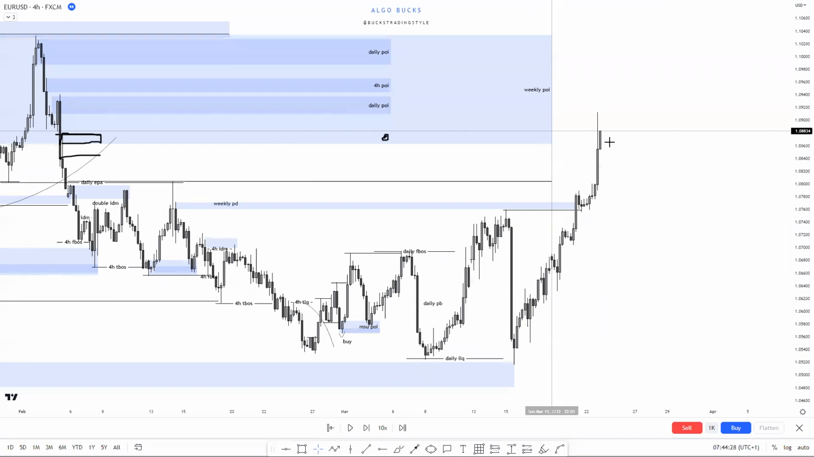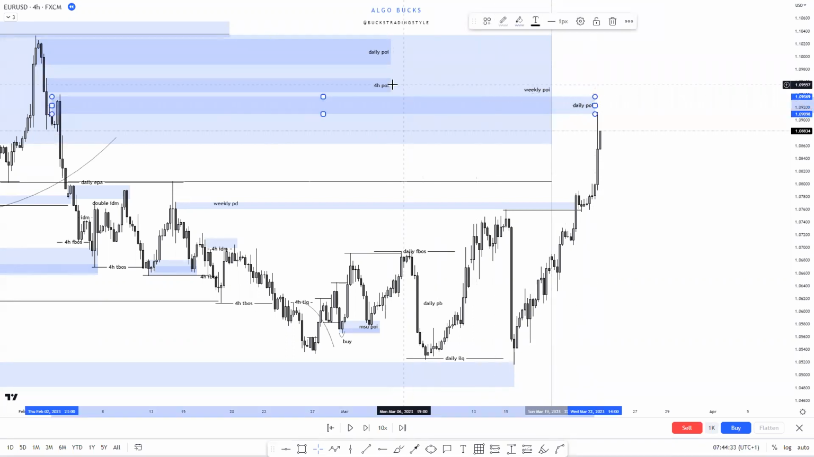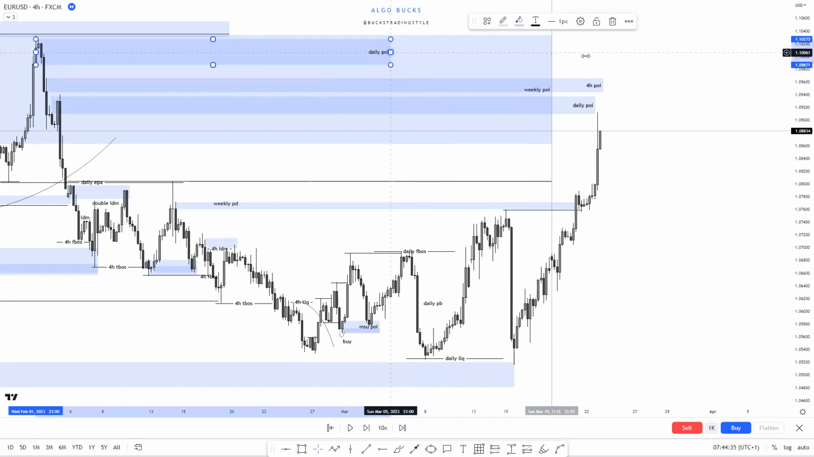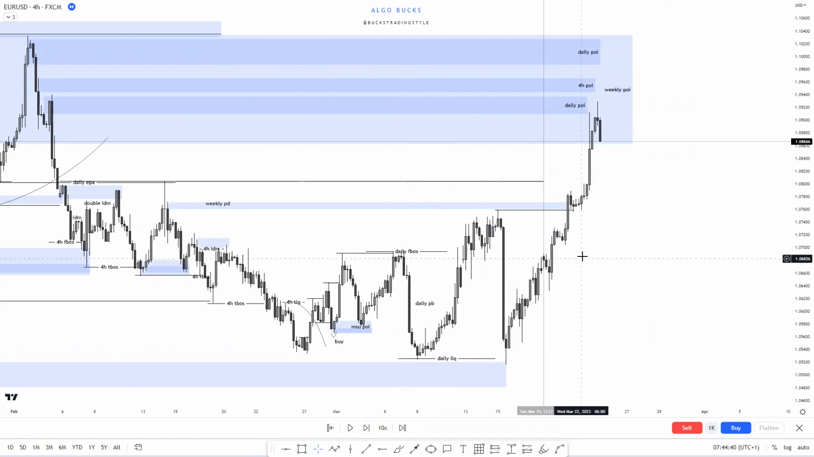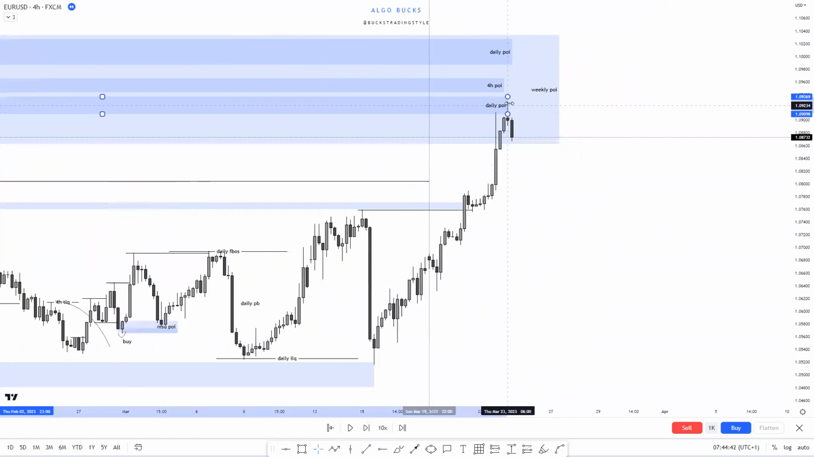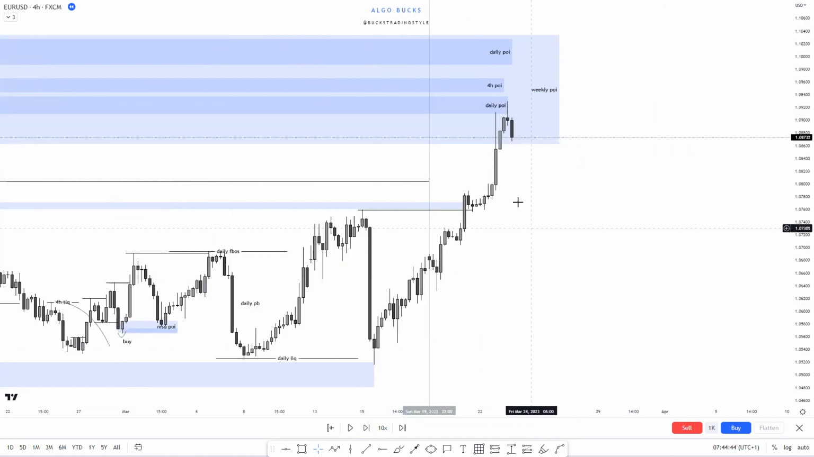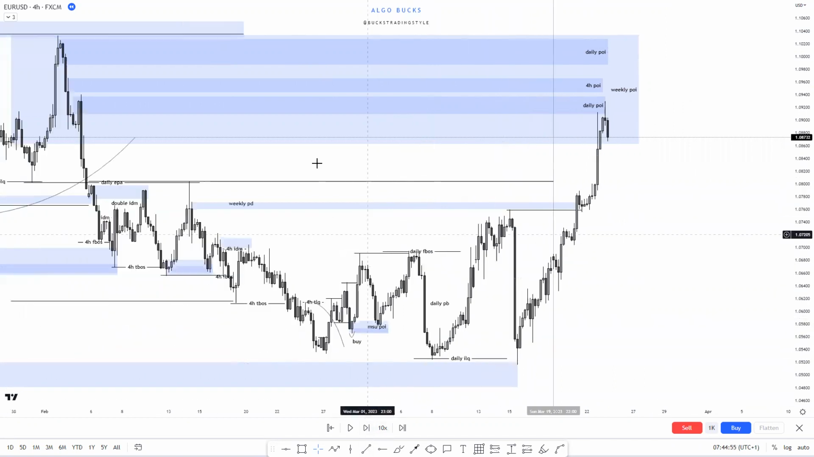So what did price do? Let's see which of these POIs price reacted from. The price came deeper into this 4 hours POI, sorry, it was a 4 hours. It gave us a 4 hours rejection candle. As it gave us that 4 hour rejection candle, probably be looking for lower time frame refinement and all of that.